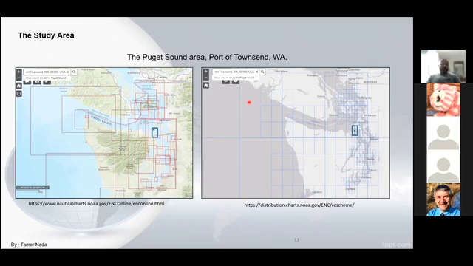The study area was selected on the West Coast, the Puget Sound area, Port of Townsend in Washington. As we can see over here, that's the current coverage of the study area. Lots of overlaps, as we can see, but it hasn't been reschemed yet. But the current coverage is very thorough and seamless and would provide a good control for the automated output.